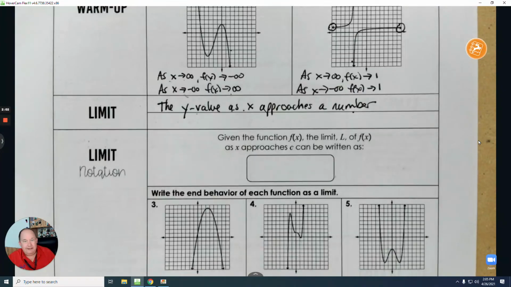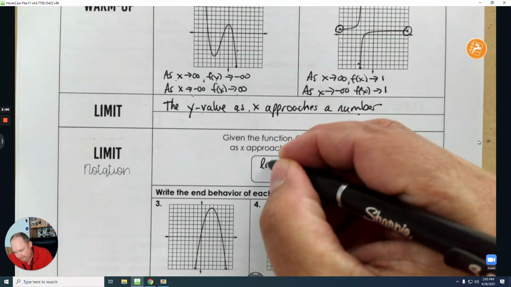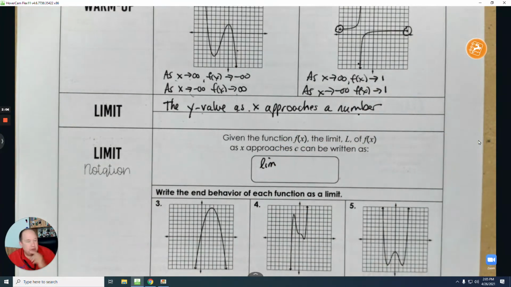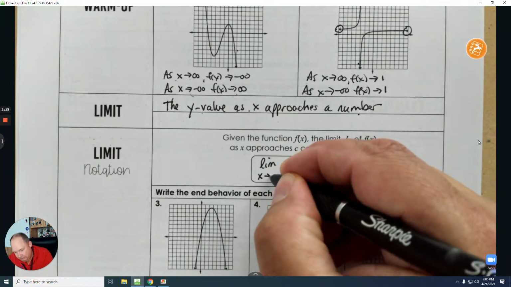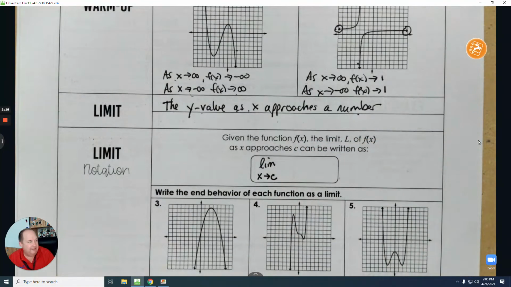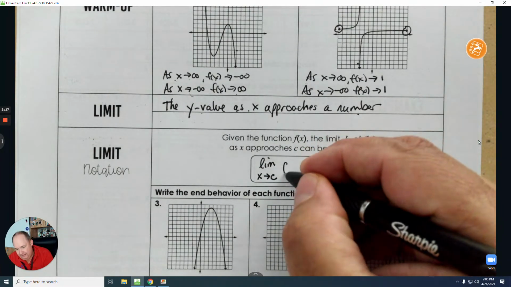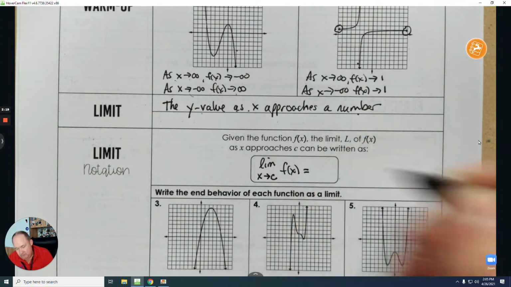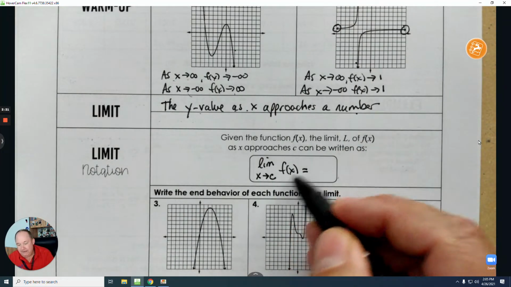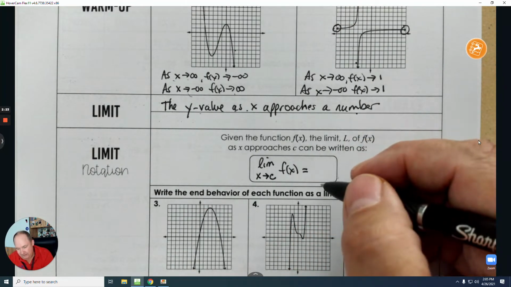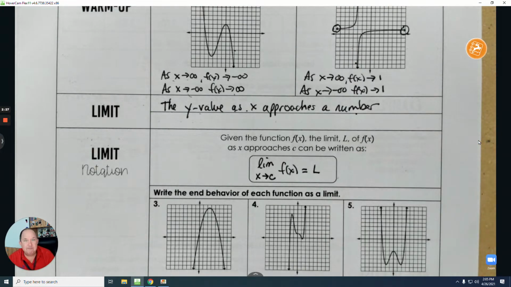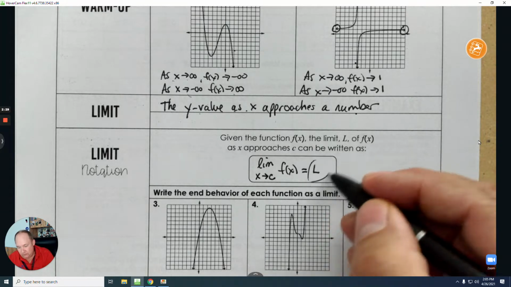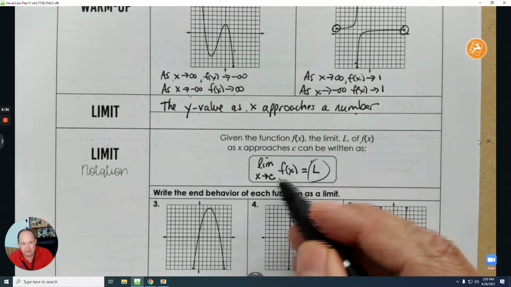So limit notation. LIM represents limit. And we would say as x approaches a certain number, we'll call that c, and then whatever value it's approaching. The big idea is this is the y value that's approaching as this is the x value approaching.